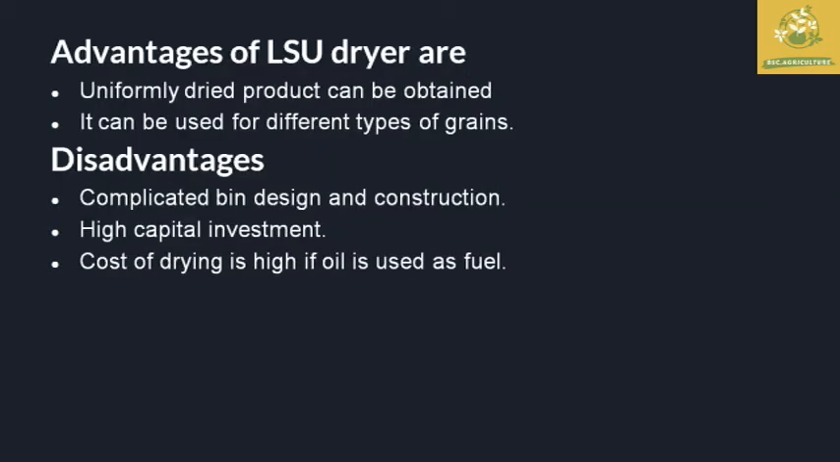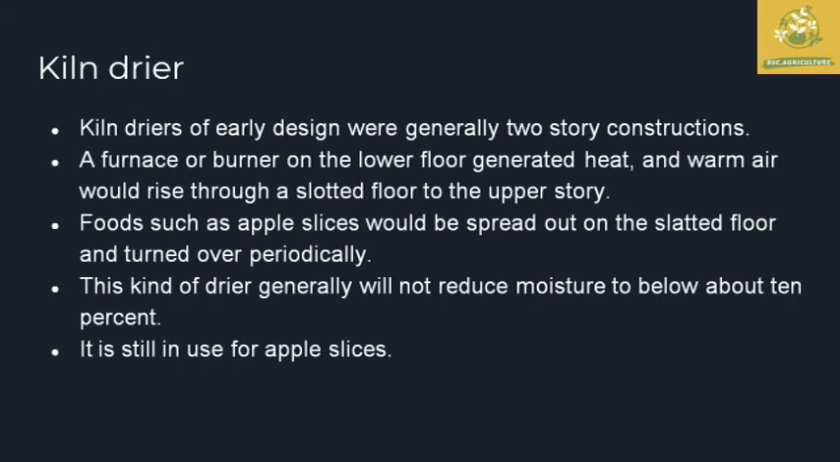The advantages of LSU are that uniform drying of products can be obtained and it can be used for different types of grain. The disadvantages are complicated bin design and construction, high capital investment, and the cost of drying is high if oil is used, or else we can use other raw materials like paddy husk or wood, which is low cost when compared to oil.